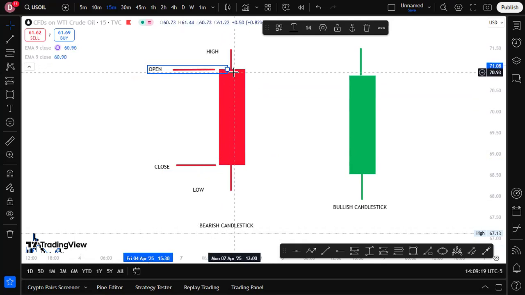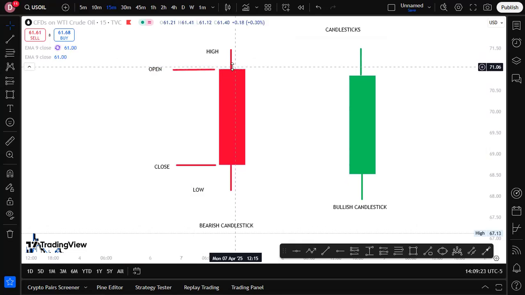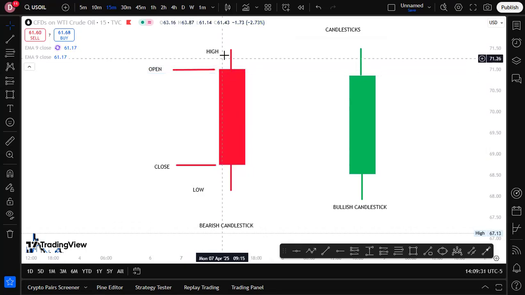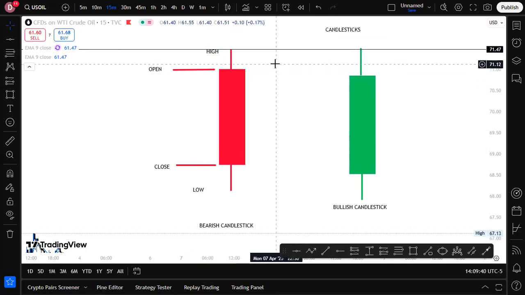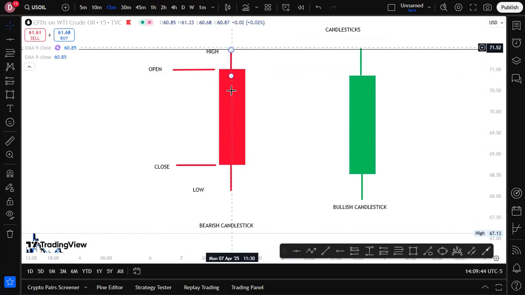So the psychology of how this bearish candlestick is formed is that the price opened at this point here, right? So when the price opened here, they were able to push the price all the way up to this point. At this top here, this is the highest point the price went to. Then they pushed the price down to this point. So here it's called the lowest point the price went to.